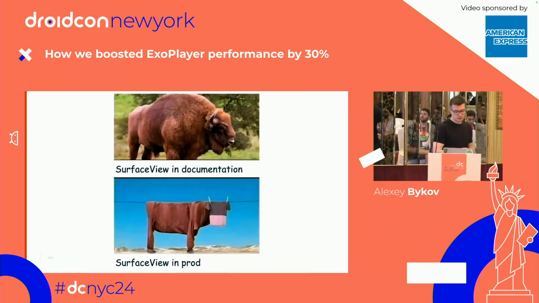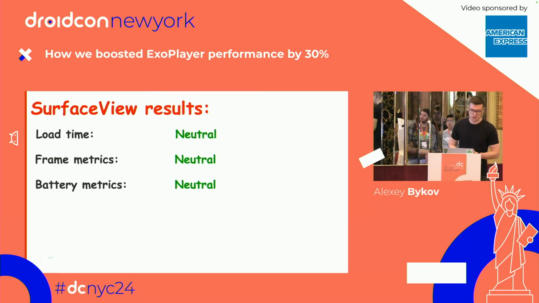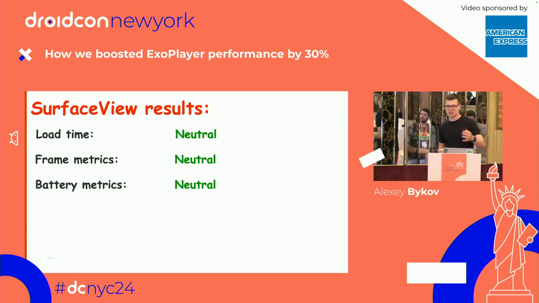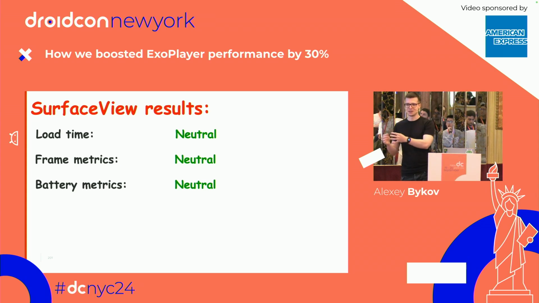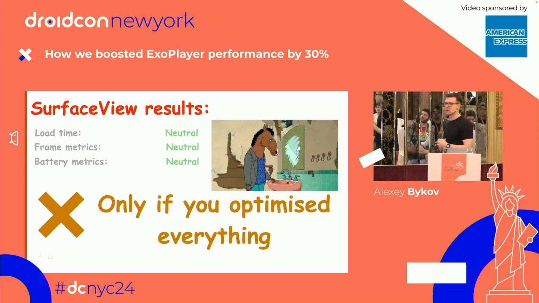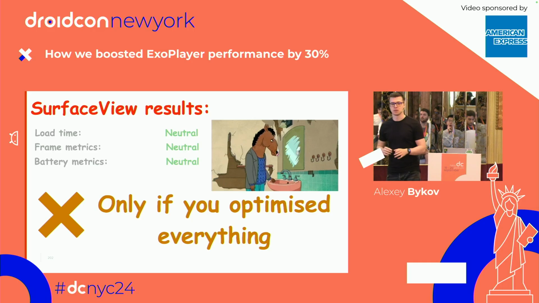So TLDR, after we started to see performance data, it didn't really work well for us. All of the results are actually neutral. Load time, TTFI was neutral for us, frame metrics neutral, even battery metrics were neutral, because it's only possible to write battery performance tests on a modern device, which maybe doesn't make sense. So only use it if you optimized 100% of things, because the chance that it's going to slow you down during the development is really high. But I still do believe that Surface View is going to improve some performance on lower-end devices, so don't completely abandon this idea.